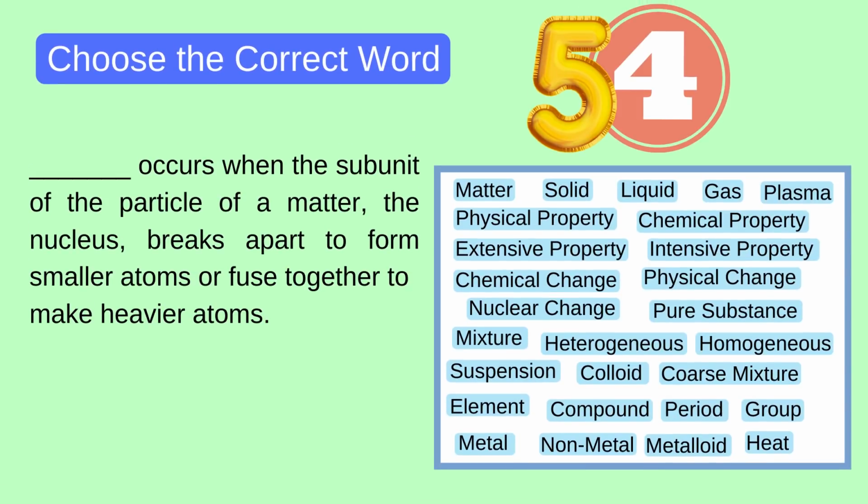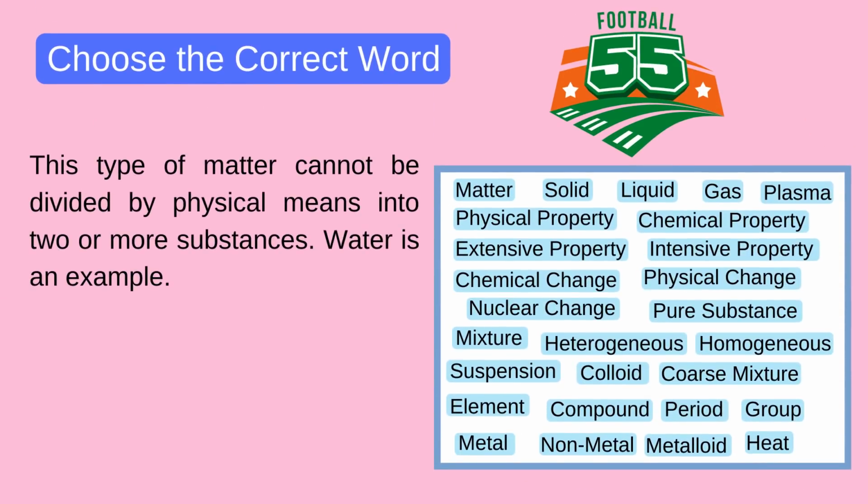Blank occurs when the subunit of the material of a matter, the nucleus, breaks apart to form smaller atoms or fuse together to make heavier atoms. This type of matter cannot be divided by physical means into two or more substances. Water is an example.